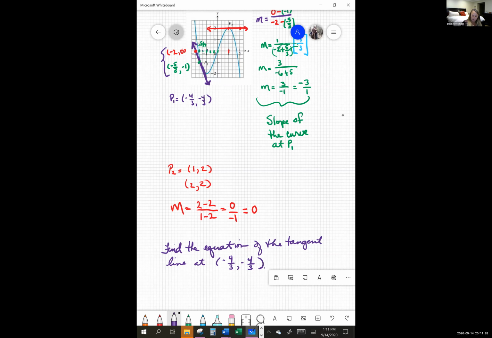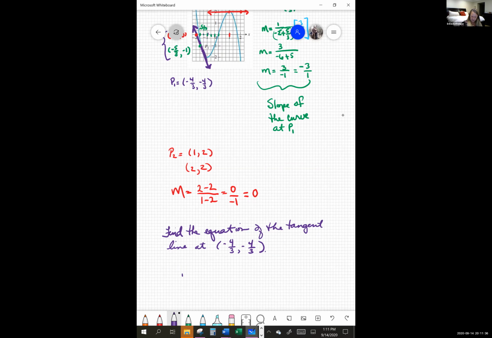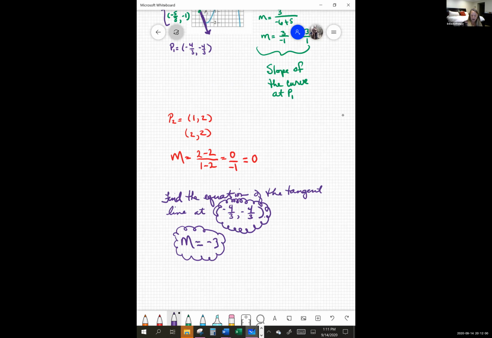We already did the work where we found the slope of this line right here. The slope of our tangent line we found was -3/1. In this case, I don't need it as a rational number. I'm just going to write it as -3. And then we also need a point on the line. So usually when we're using a point, we're using the point where we were trying to find the slope. So at this point, it was -4/3, -4/3.